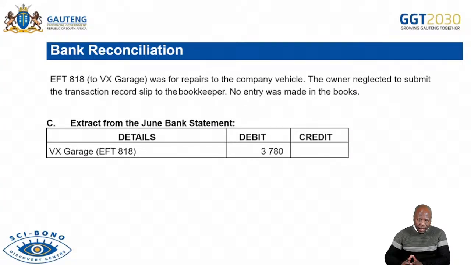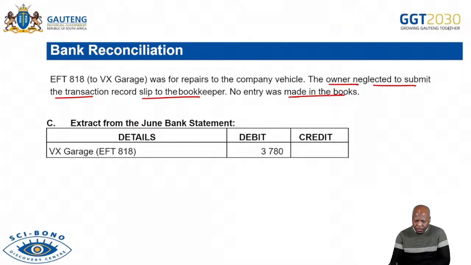EFT 818 to Vox Garage was for repairs to the company vehicle. The owner neglected to submit the transaction record slip to the bookkeeper. No entry was made in the books. Let's read this one again. We made an EFT to Vox Garage for the repairs to the company vehicle. The owner neglected to submit the transaction record to the bookkeeper. No entry was made in the books. Where do we see the amount for this transaction?